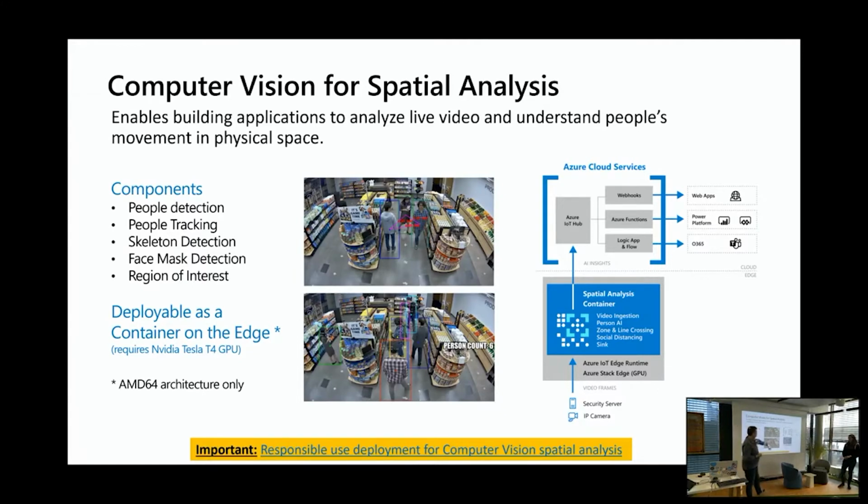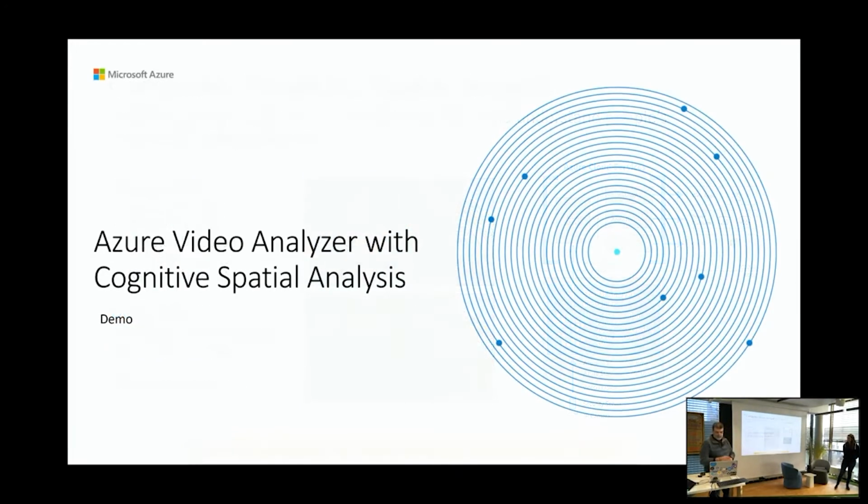And then on the right side, you have the overall architecture. One note there at the bottom is about responsible use deployment for computer vision spatial analysis. So when you deploy the service, you have to tick a check mark confirming that your use case has done due diligence in terms of respecting things like people privacy, sensitive use cases, harm to human life, etc. It's your responsibility, right? This is a bit of an overview on this.